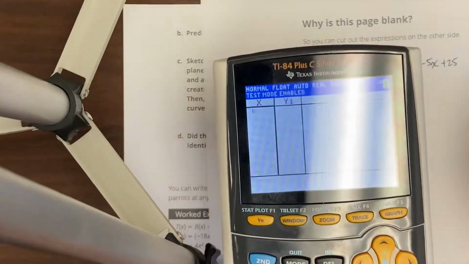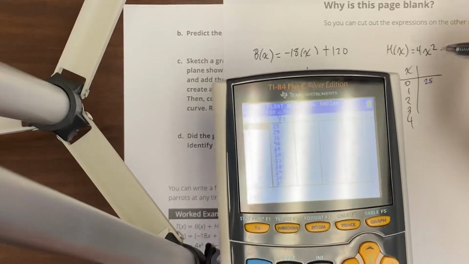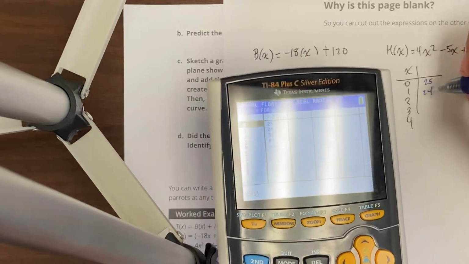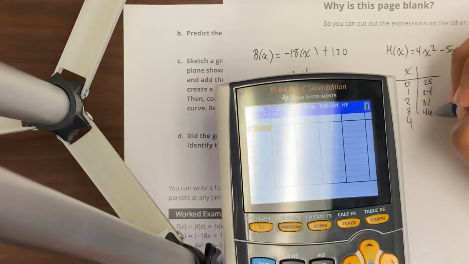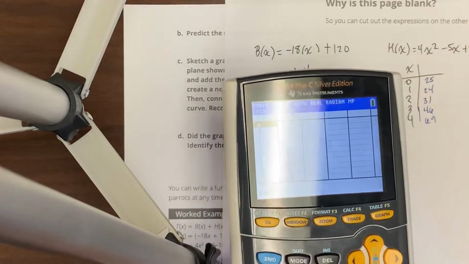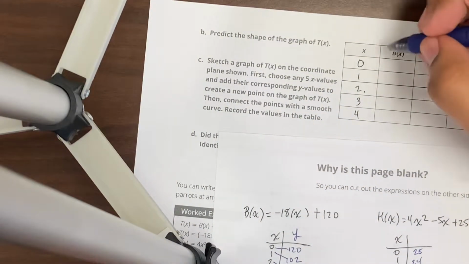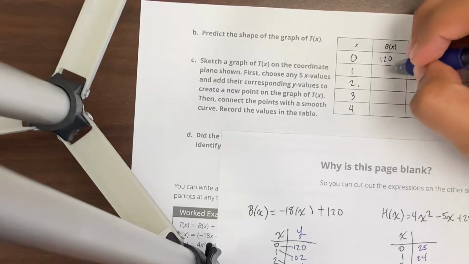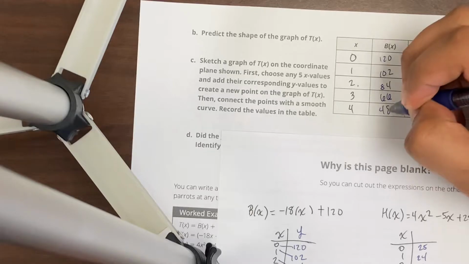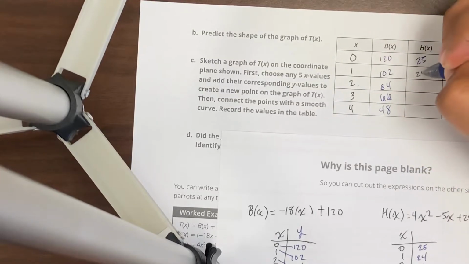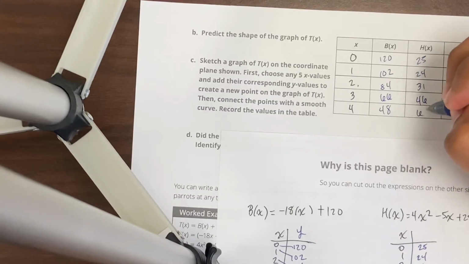Second table. There's my table starting at 0. We got 25, 24, 31, 46, and 69. Okay, I'm gonna copy that and put it right here on my table. So for b of x, we got 120, 102, 84, 66, 48, and for h of x, 25, 24, 31, 46, and 69.